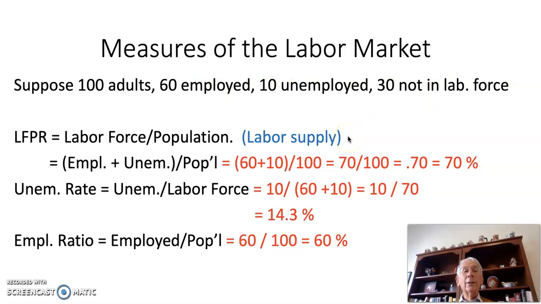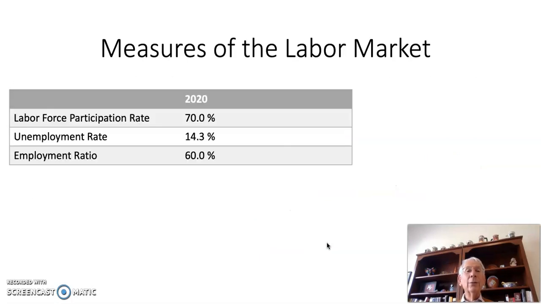So we can just calculate this. The labor force participation rate: how many are employed or unemployed? 60 plus 10 are in the labor force. 70% of the population is in the labor force. Of that 70 that are either working or want to work, 10 of them are unemployed. So the unemployment rate is 14%. And 60% of them have jobs. You might want to pause or look at the slides, which I'll post, and write down these three definitions because I'm going to be giving you a problem involving this in just a minute.